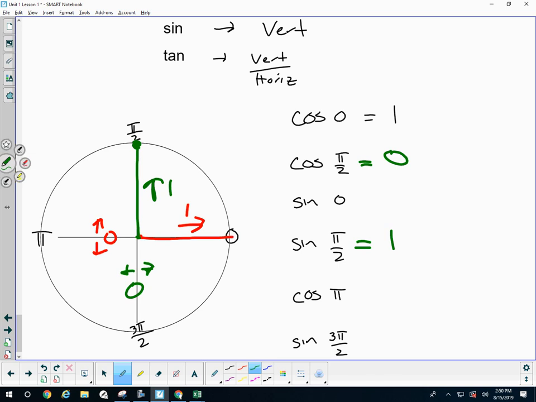You guys discuss with your neighbors what the answers to sine of 0, cosine of pi, and sine of 3 pi over 2 are, and why they are what they are.